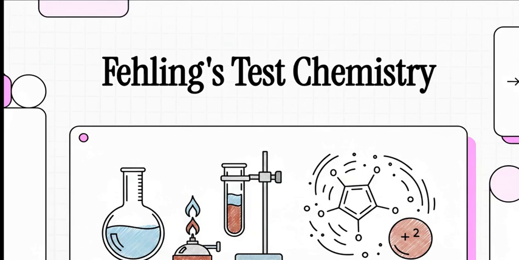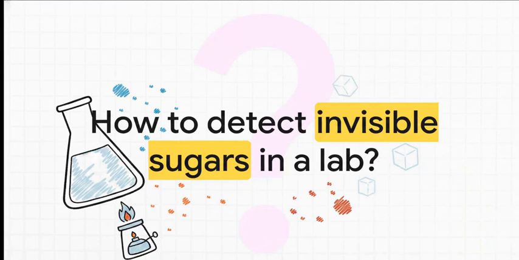Explainer. Today we're diving into an absolute classic of the laboratory world. We're going to break down the chemistry and the actual mechanism of Fehling's test. It's a foundational chemical analysis, and we're going to see exactly how it works from the ground up. Let's jump right in. Okay, so picture this.